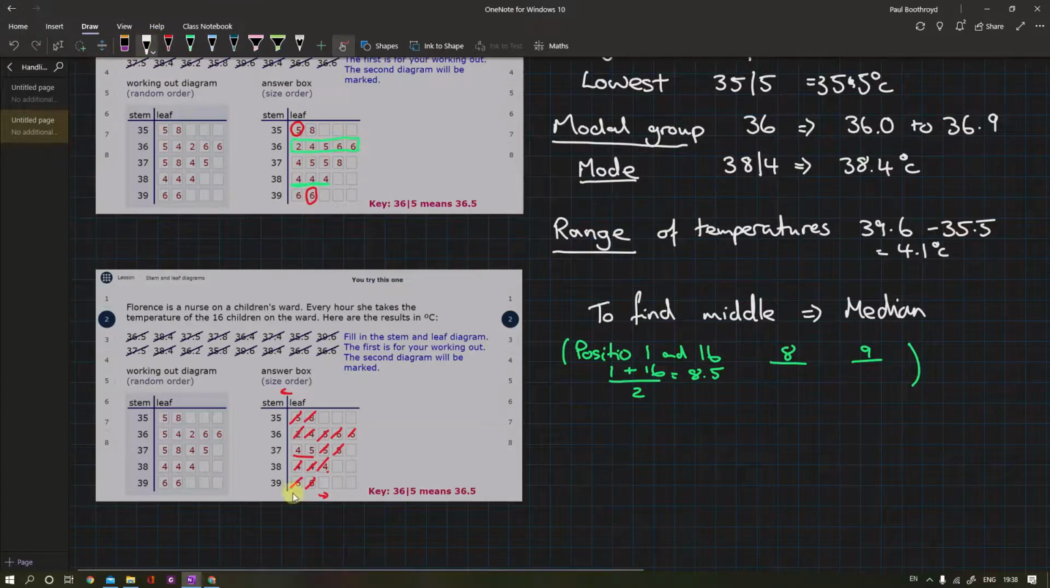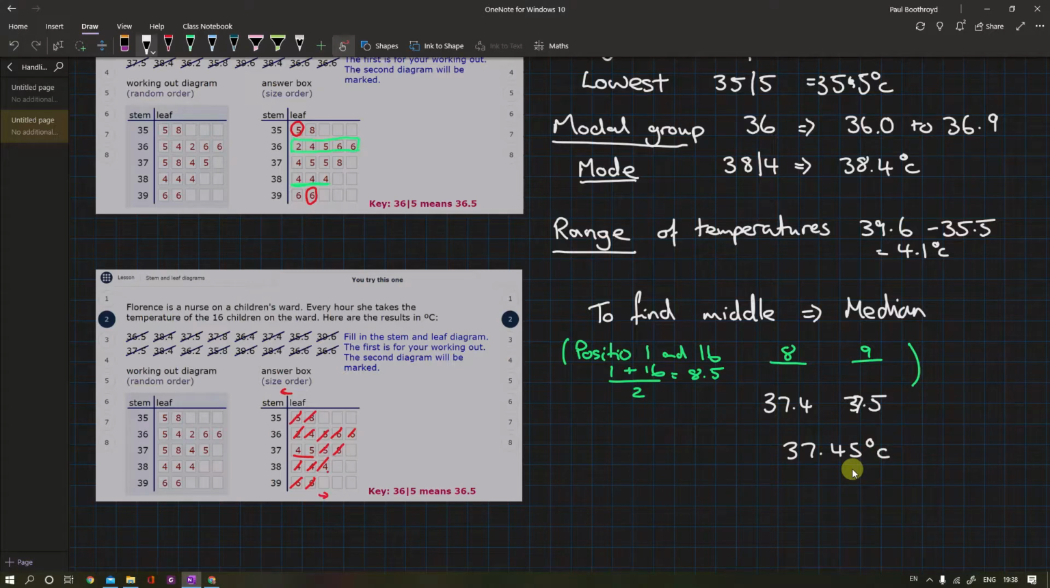So we've got the two numbers, they are 37.4 and 37.5. What's halfway between them? Wait, there should be a 7 on there. It's 37.45 degrees C. Add the two numbers together and divide by 2, same as what we did for that position number. Okay, that's how you can find those.